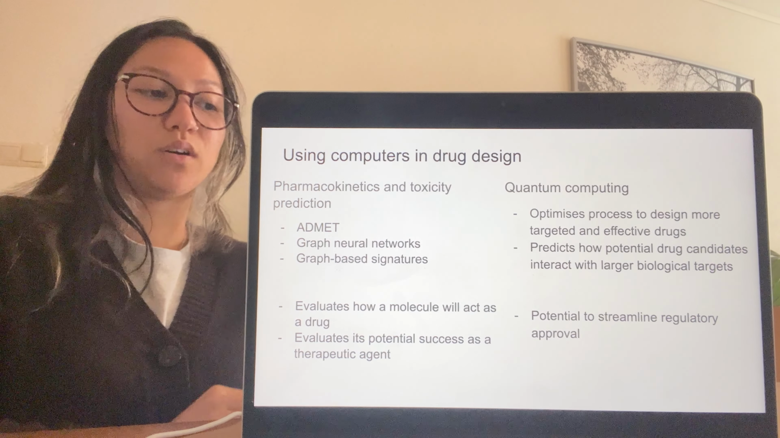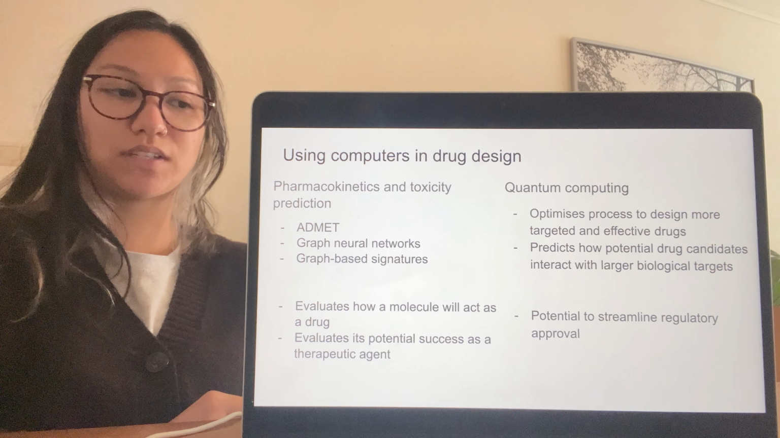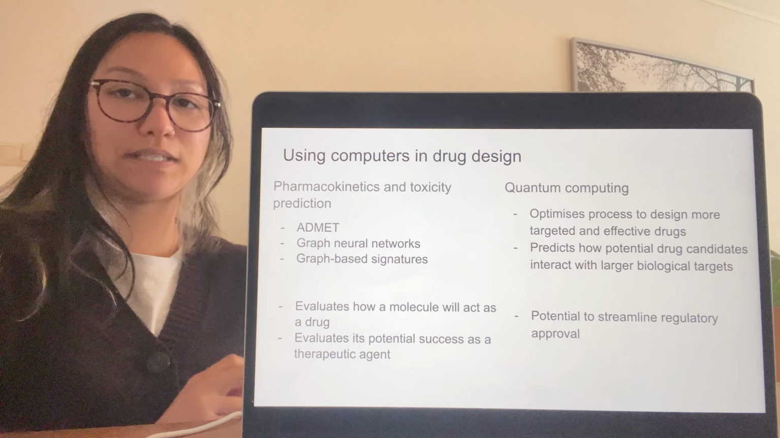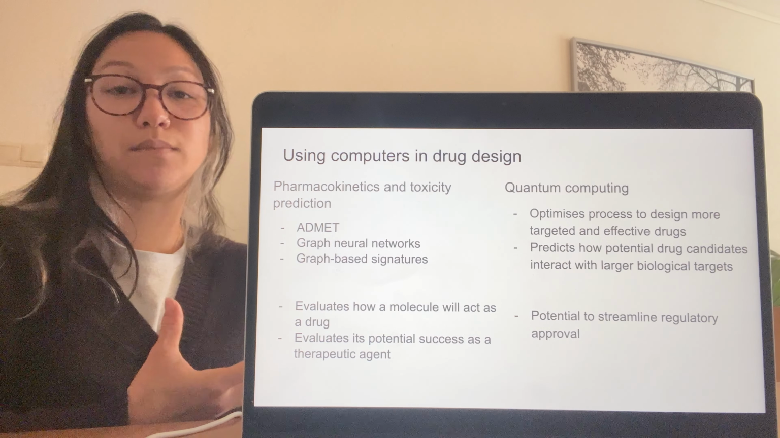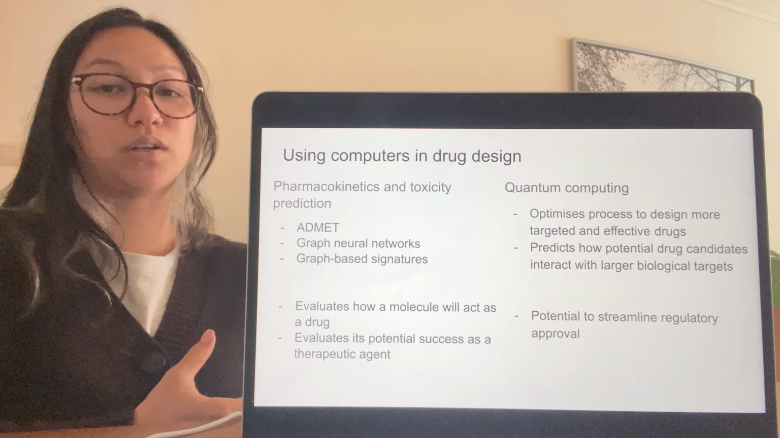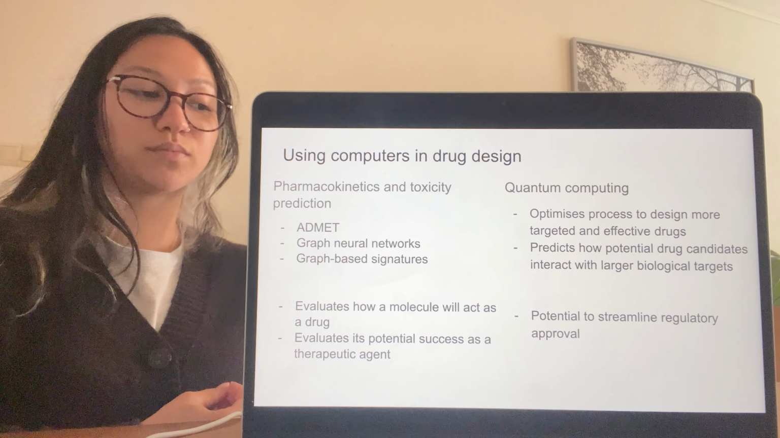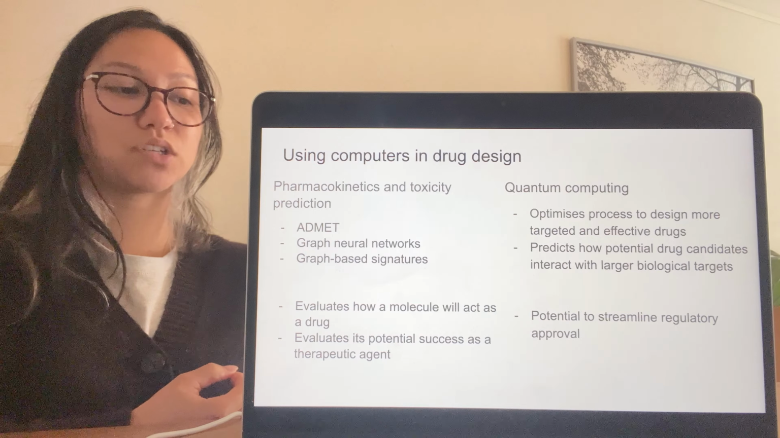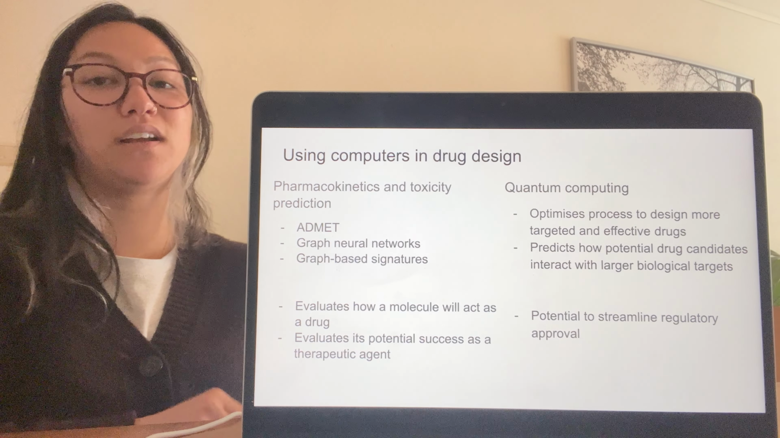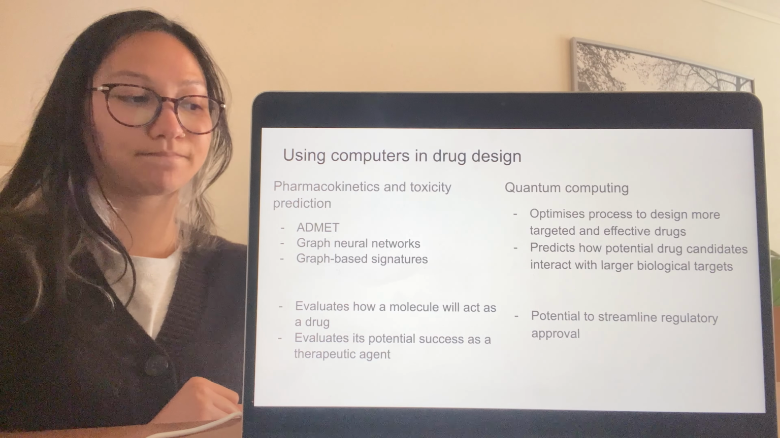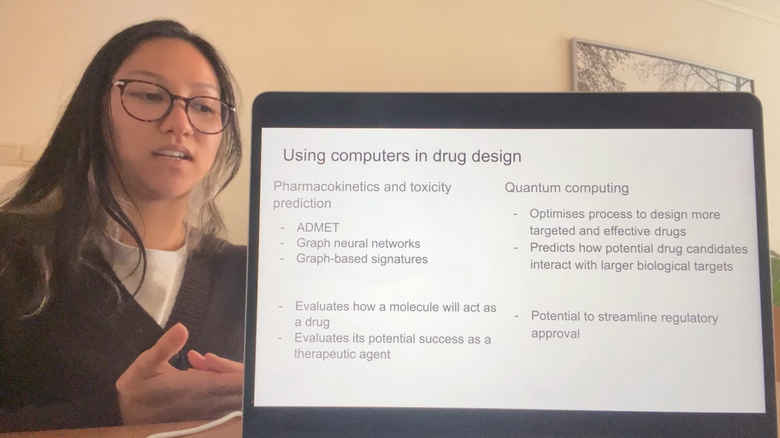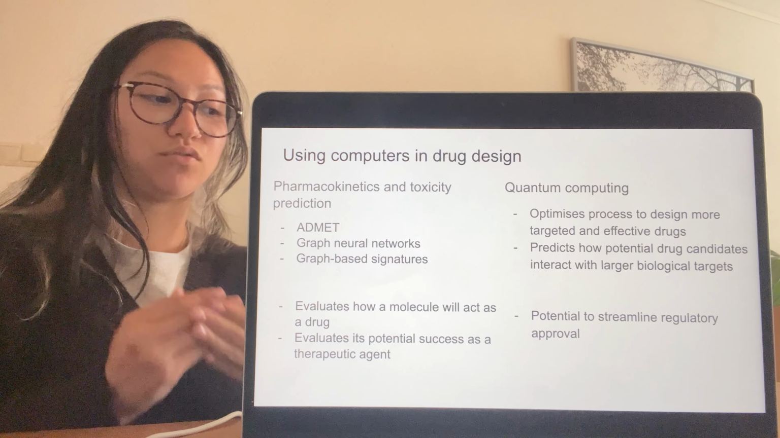Quantum computing optimizes processes by analyzing protein hydration using algorithms to precisely place water molecules in protein pockets, what drug development is dependent on, and predicting how small molecules interact with larger biological targets. And quantum computing has the potential to streamline submissions to regulatory bodies, as it would provide more precise rates of error and also simulation.